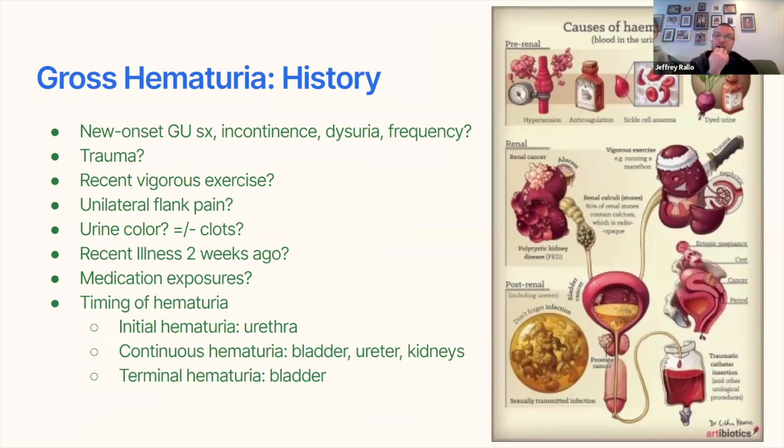Any recent trauma, any recent vigorous exercise can give you free myoglobin in the urine and give you red urine. Are you having unilateral flank pain? That can kind of trigger you off down a differential.